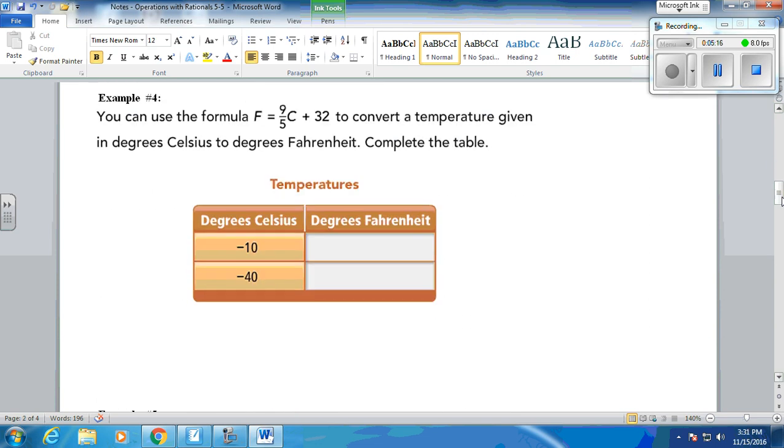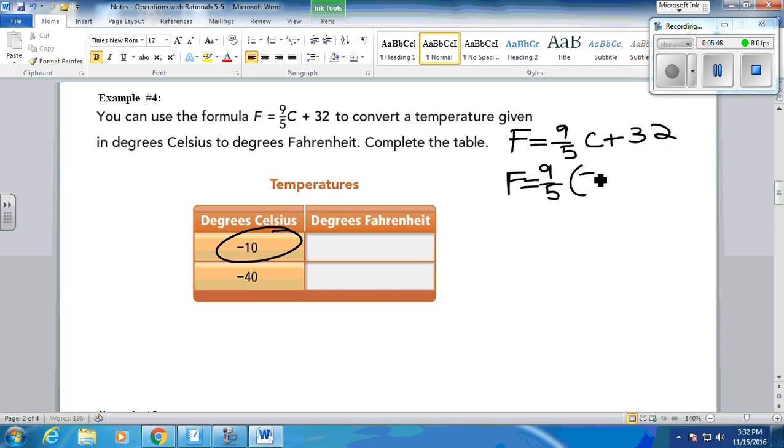Number 4 is asking us to use the formula F equals 9/5 C plus 32 to convert a temperature given in degrees Celsius to degrees Fahrenheit. And they'd like us to then complete the table here. So if I am given F equals 9/5 C plus 32, they are telling me that degrees Celsius is negative 10, so I will substitute negative 10 in place of C. It's 9/5 times C, so I will do 9/5 times negative 10, all divided by 1, plus the 32.